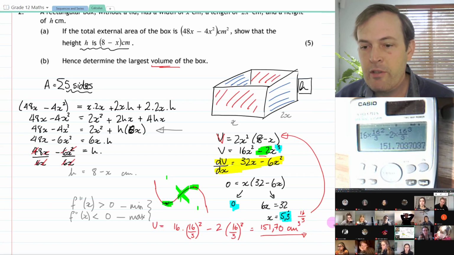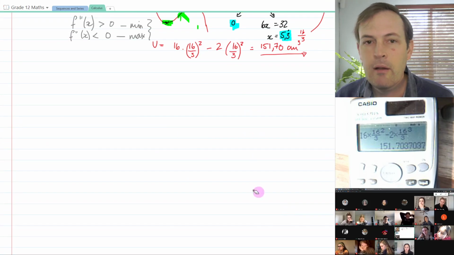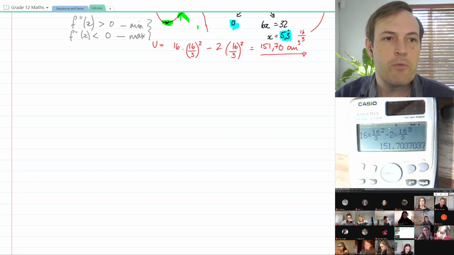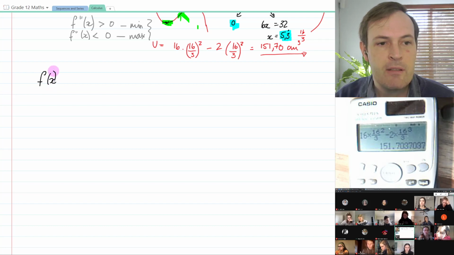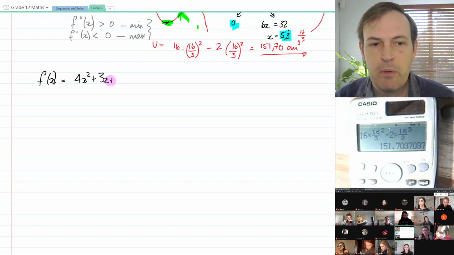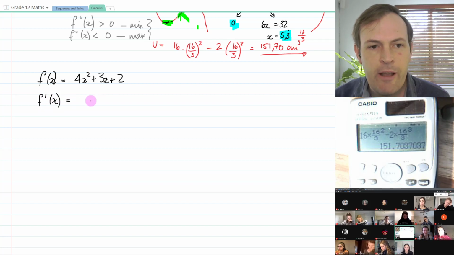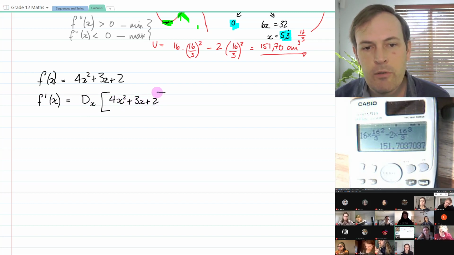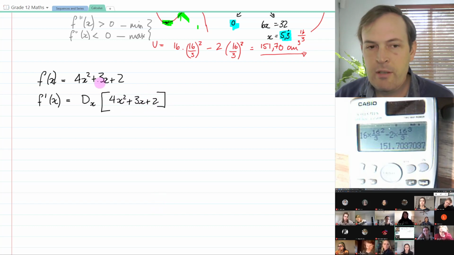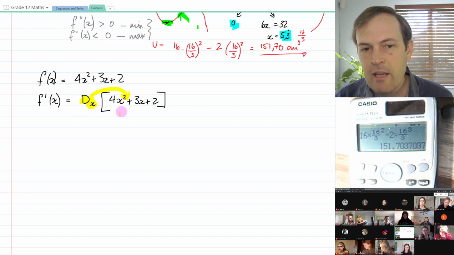Okay. So, for example, just to put it in different words, if we had f of x equal to 4x squared plus 3x plus 2, whatever, f dash of x is equal to the derivative of 4x squared plus 3x plus 2. So this is a notation to say what we want to do. It's a functional notation, if you like, to say we're finding the derivative of whatever's inside the brackets here.